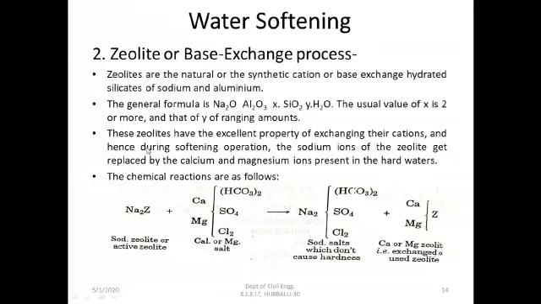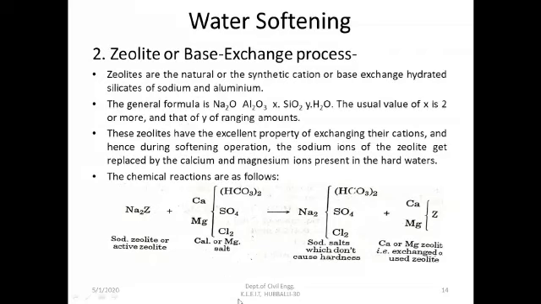Okay, moving to the next process, that is the zeolite process, which is also known as the base exchange process. Here zeolites are nothing but natural or synthetic cation or base exchange hydrated silicates of sodium and aluminum. So the general formula goes like this, that is Na2O, Al2O3, X SiO2, Y H2O. The usual value of X is 2 or more, and that of Y ranges in amounts.